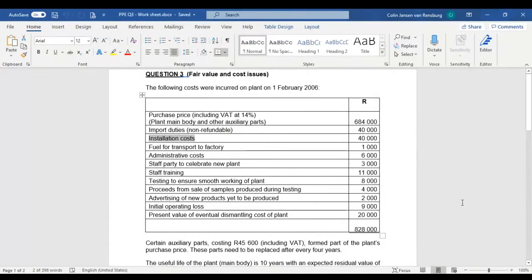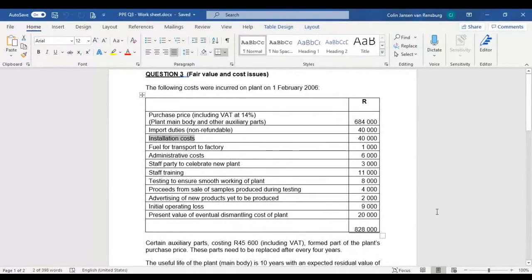Now let's look at the installation costs. We've retrieved it from the customs warehouse and transported it. We'll talk about transport soon, but anyway, let's talk about the installation costs first. Should that be written off as an expense, or should that be capitalized as part of the cost of the asset?